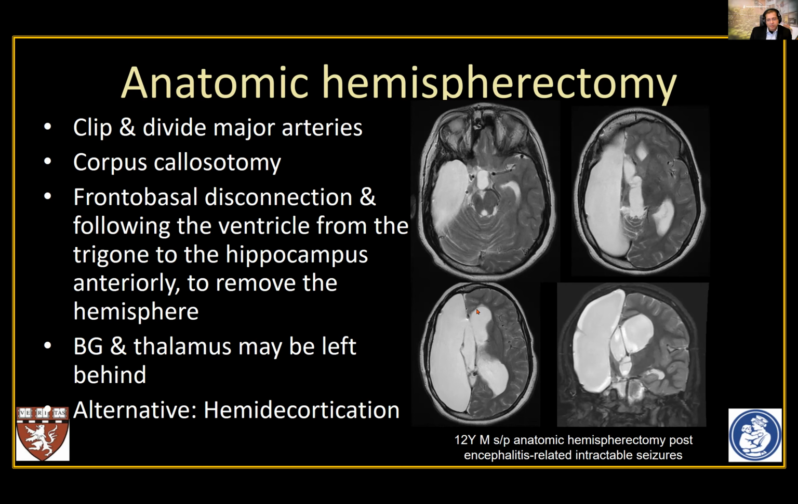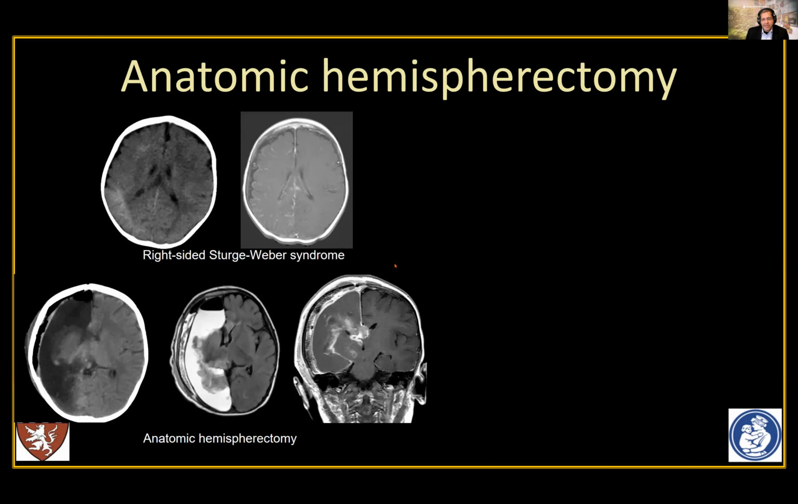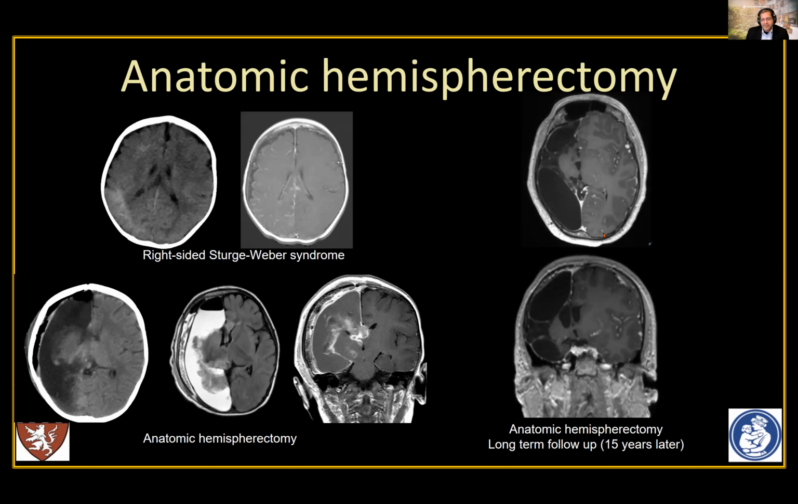This allows the surgeon to remove the entire hemisphere, and in some cases, you might leave the basal ganglia and thalamus behind. An alternative to this is called hemidecortication, where you take the cortex out but leave the white matter structures in. This is a patient who had post-encephalitis seizures, and he had a hemispherectomy, and he did very well. This is another patient with Sturge-Weber syndrome on the right side who underwent a hemispherectomy. You can see the basal ganglia and thalami left behind here. This is more a hemidecortication. And a few years later, he came back for follow-up a couple of weeks back, and you can see these deep gray structures are still present.